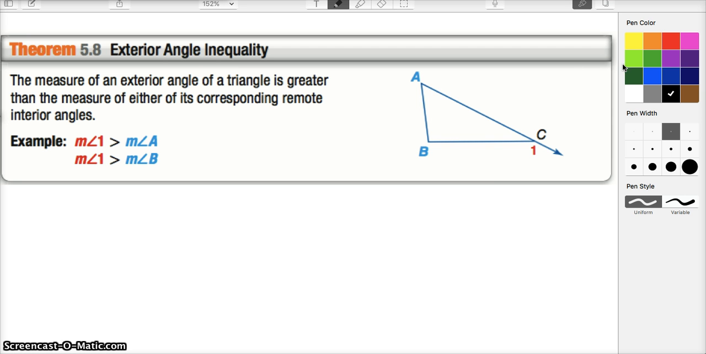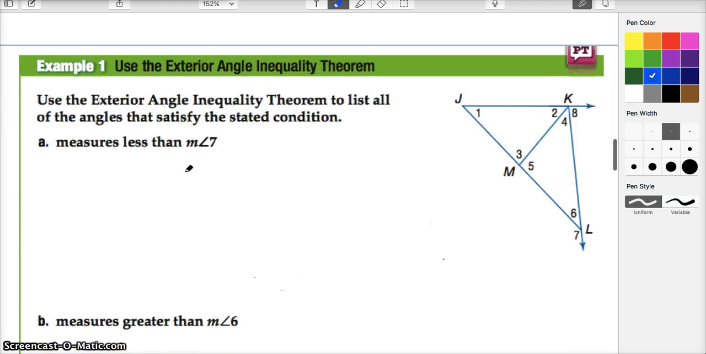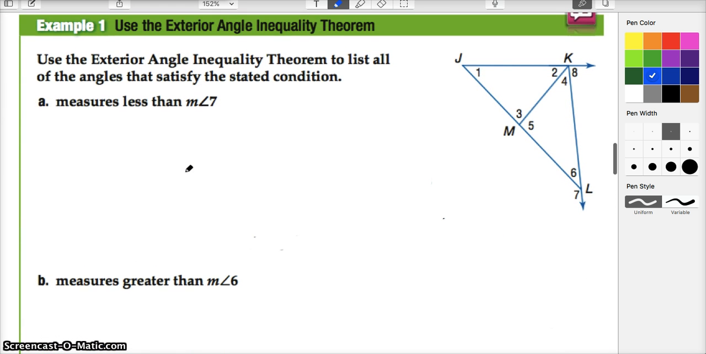So the theorem just basically states that if I'm thinking about these two angles here, angle A and angle B, angle 1 must be greater than either of them. All right, fine. Let's see how we can apply that. So here we have example 1. We're going to use this exterior angle inequality theorem.